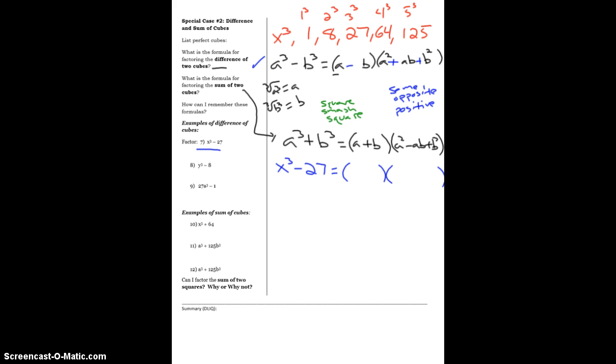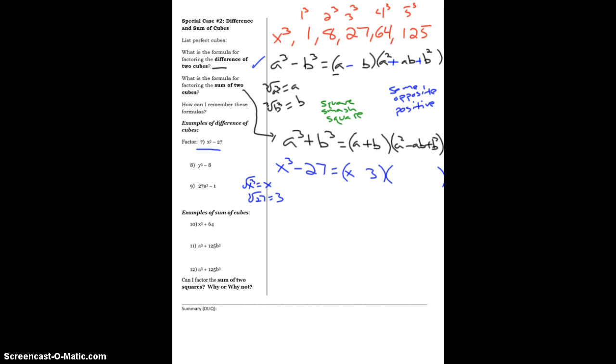Now, instead of a and b, we're dealing with x cubed and 27. So the cube root of x cubed is x. That's going to go here. The cube root of 27 is 3. Okay? You can hit math 4 on your calculator and then type in the 27 and hit enter. And that's how you get cube roots, okay? So the cube root of 27 is 3, so we're going to have an x and a 3 there.